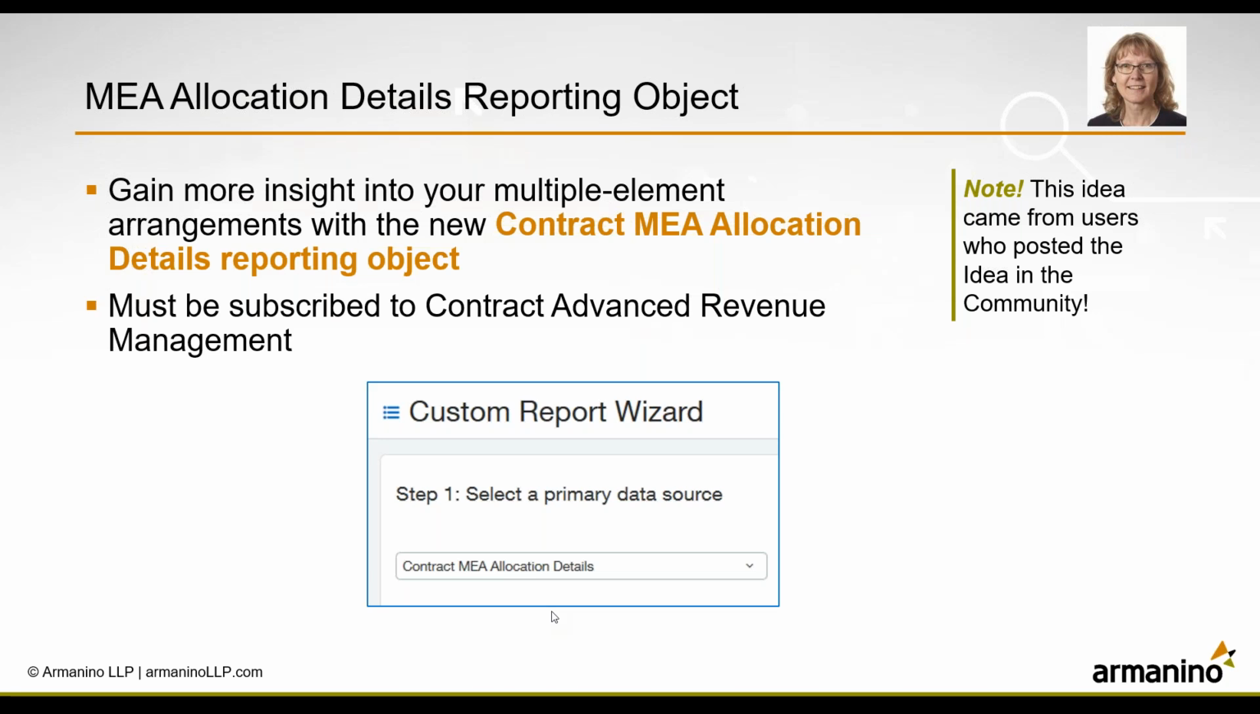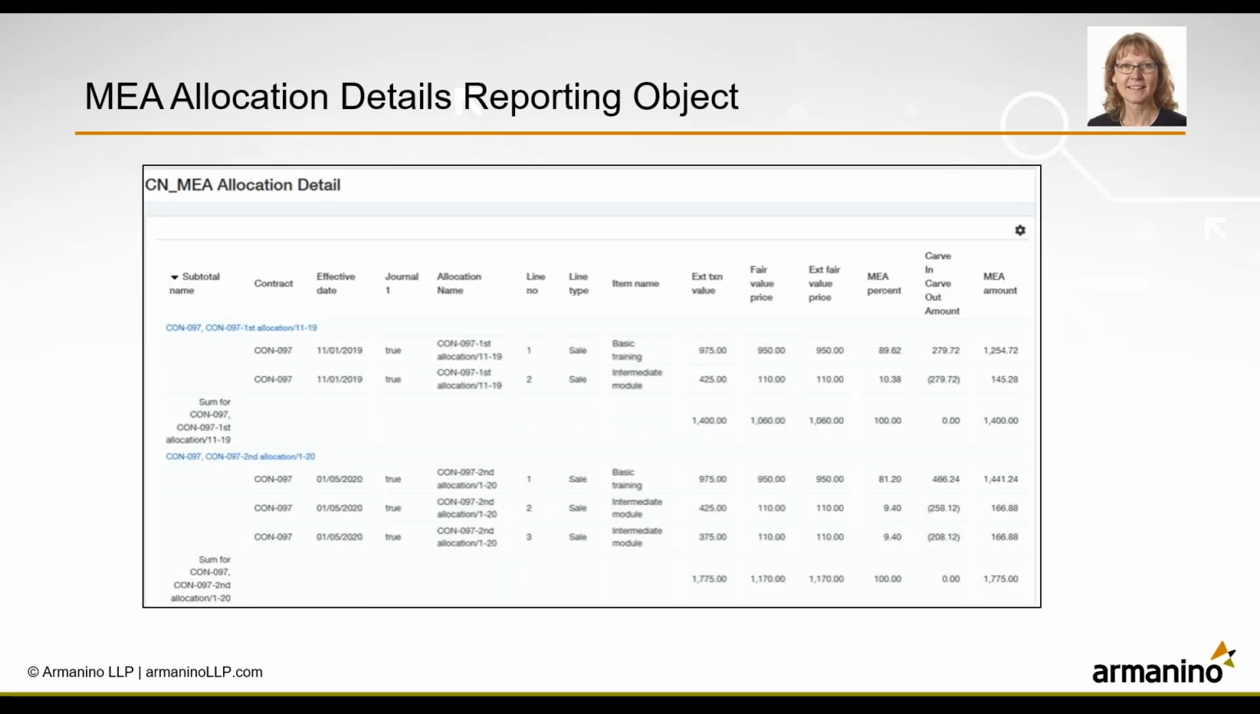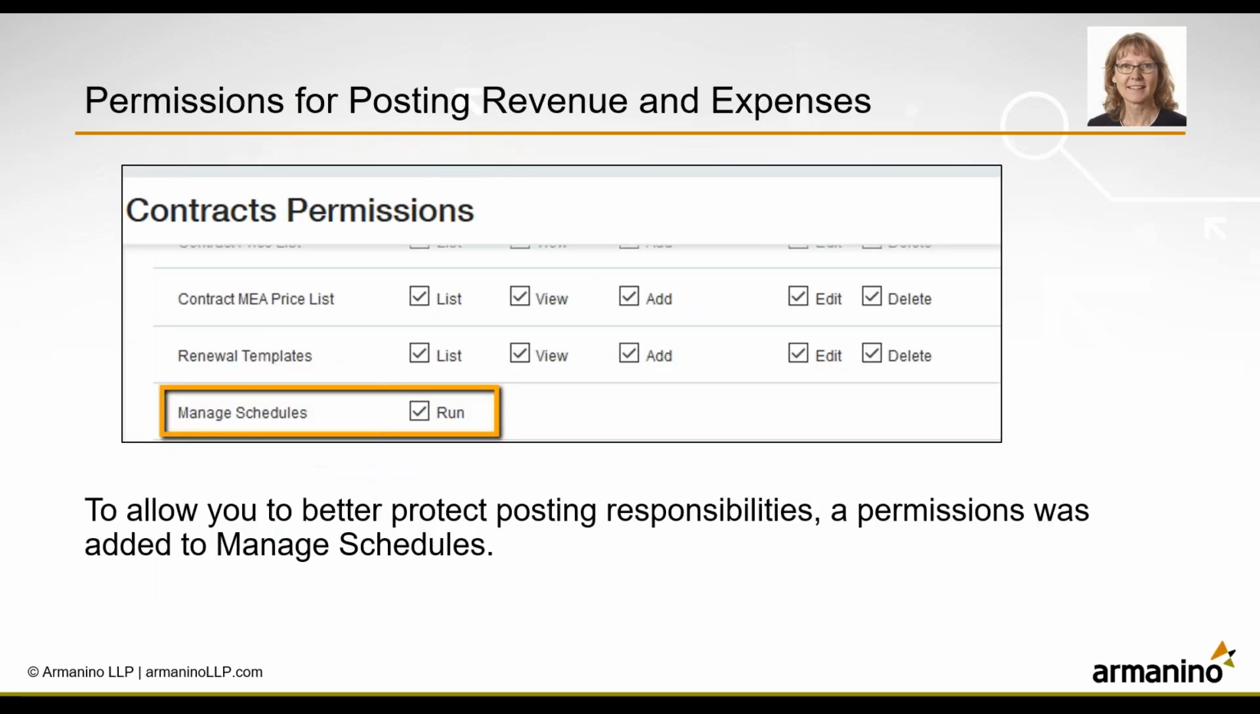You do have to be subscribed to the contract advanced revenue management. That's what gives you the MEA allocation. So just a note there that you have to be subscribed to that. And here's just an example of a report that you could create. So this is from the custom report writer using that object. And as you can see, you can really now start seeing the details of that MEA allocation, what the value was, what the fair value prices you have entered, what your MEA percent is, your carve in, carve out amount, and then the actual MEA amount. So a really good feature for those of you that are using contracts.